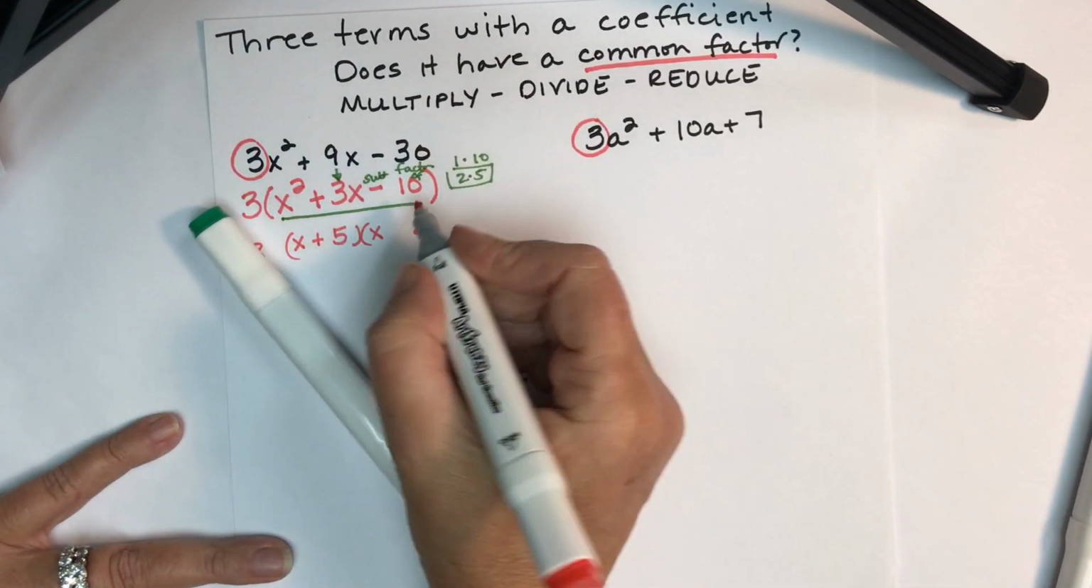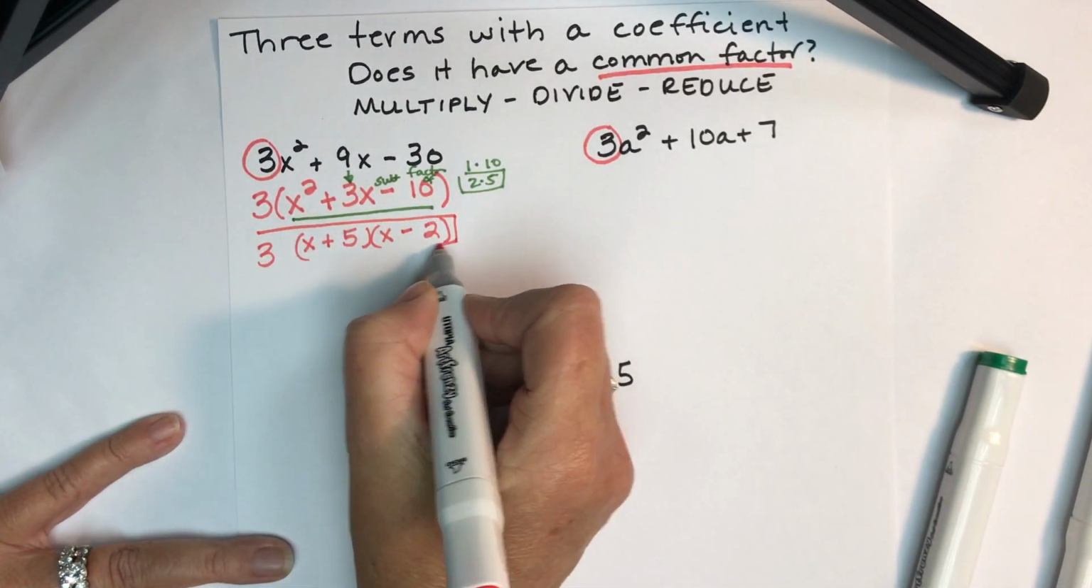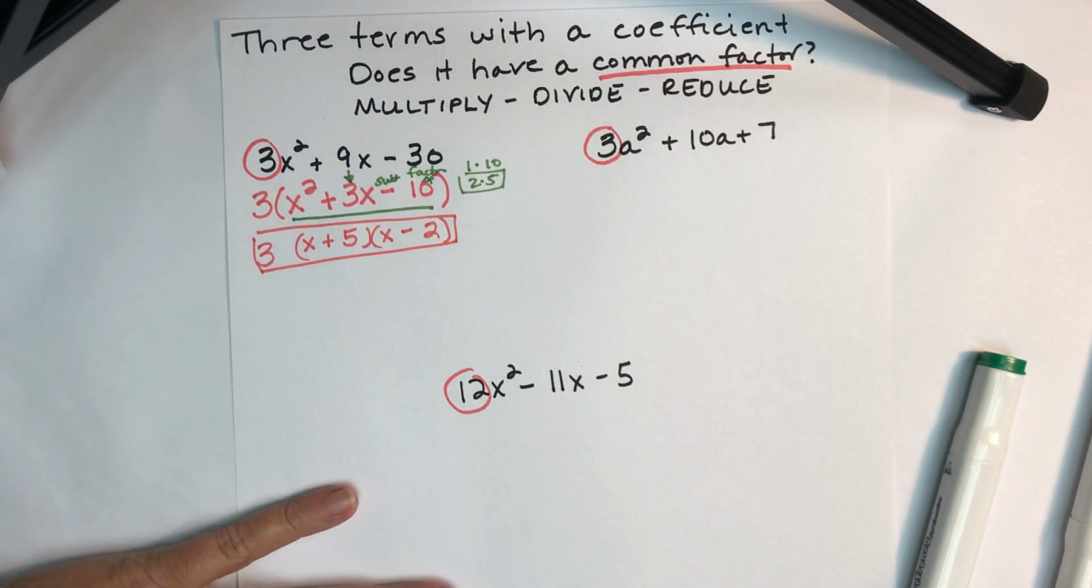Oops, wrong color. Now, if you're having trouble with those signs, go watch the previous episode because I explain them in detail about how to get the signs. And so that's your answer.